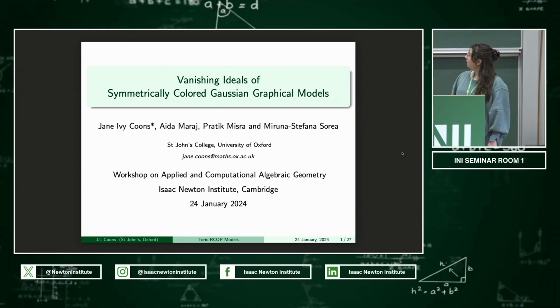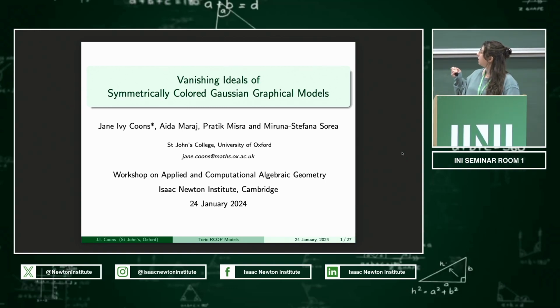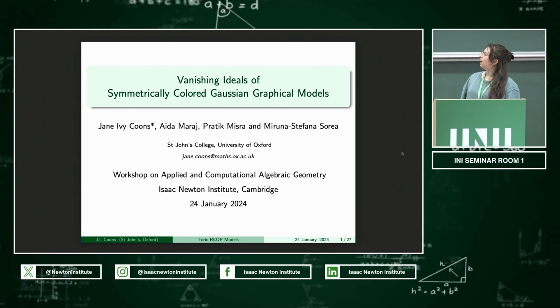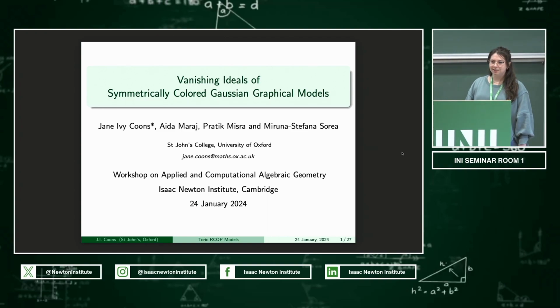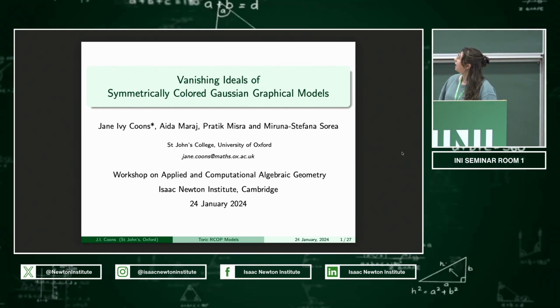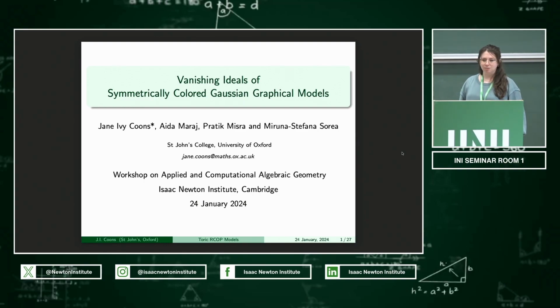I'll be talking about a paper with these co-authors, Aida Maraj, Pratik Misra, and Seyed Soraya, mostly about a paper with a very similar title called Symmetrically Colored Graphical Models with Toric Vanishing Ideals. So most of what I'll talk about today is a lot of toric stuff. And then towards the end, I'll talk about some forward-facing work on these ideals more generally.